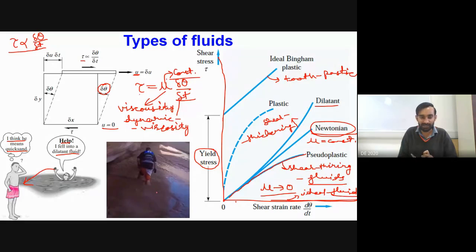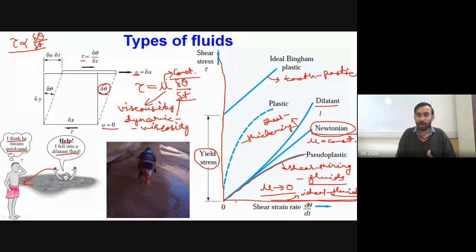One photograph I have also included over here. If you find sand, and close to that some water, you will find that if you slowly move over that, you can easily walk. However, if you start moving fast over that mixture, you are subjecting that sand-water mixture to large shear rates. So at large shear rates, what will happen? Its viscosity will increase, and once its viscosity has increased, it will try to pull your leg into it. So that is one typical illustration of a dilatant fluid.